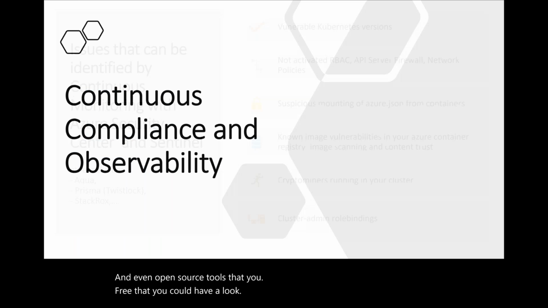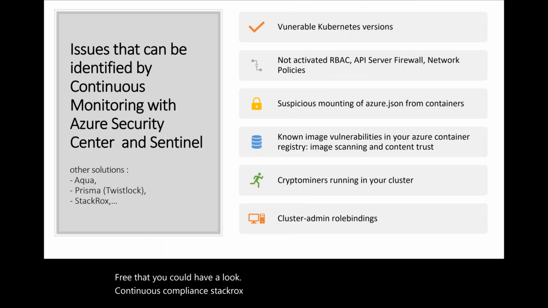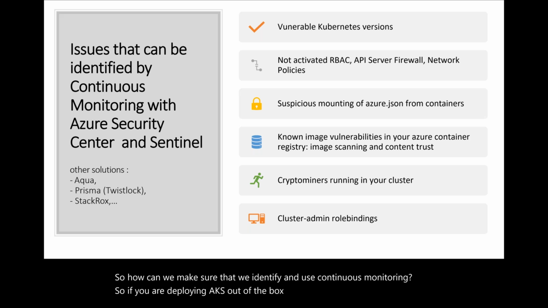Continuous compliance. Actually, StackRox is just on the next slide. So how can we make sure that we identify and use continuous monitoring? If you are deploying AKS out of the box, of course there is a license, but you can use Azure Security Center and Sentinel to make sure, for example, that we are looking for vulnerabilities in Kubernetes versions, and that we keep looking at the policies and the RBAC and suspicious mounting of the Azure JSON from containers.